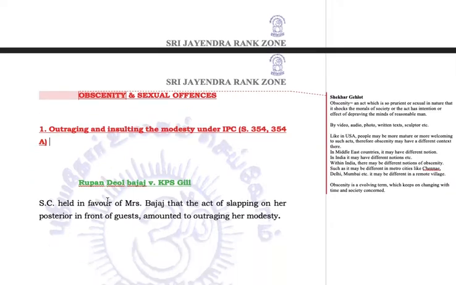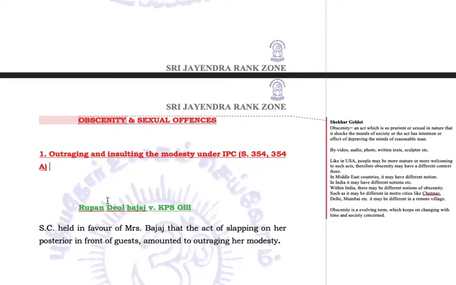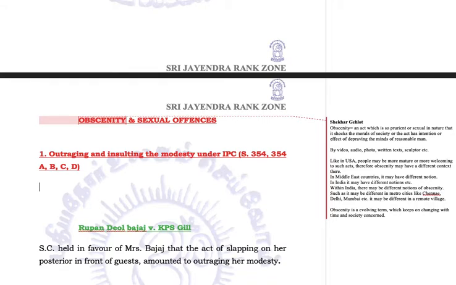Okay, the first offense when it comes to sexual offenses is outraging and insulting the modesty under IPC section 354, 354A, B, C, D. What is outraging and insulting the modesty of a woman?